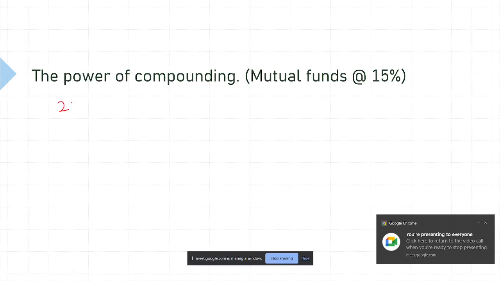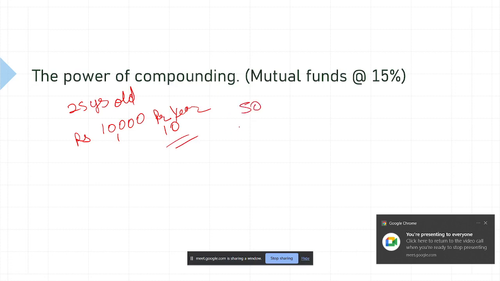Let's suppose you are currently 25 years old. Please don't take offense if you are younger or older. This is just a value. And you start investing 10,000 rupees per year for next 10 years only, and you will take it out at the age of 50, right? So 15 years you will be letting it compound, and for 10 years you are investing it.